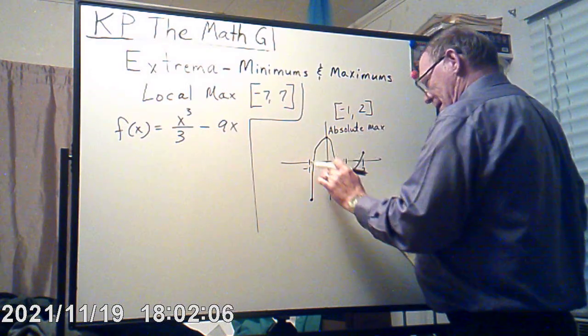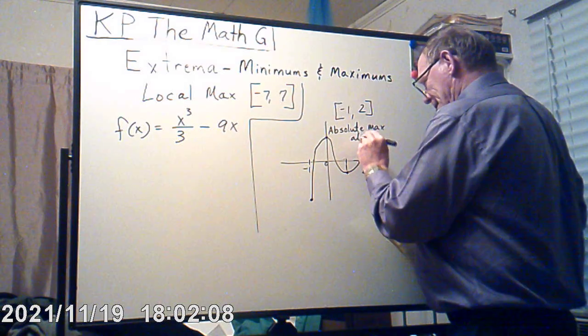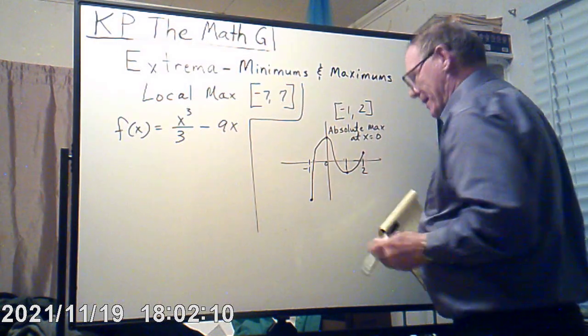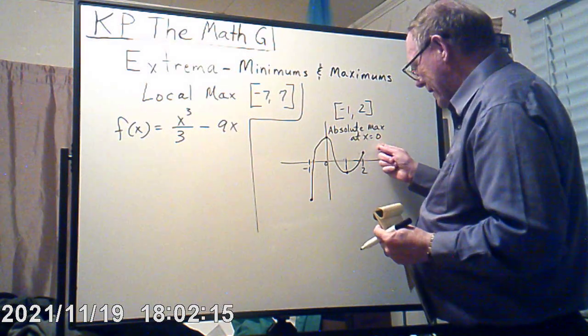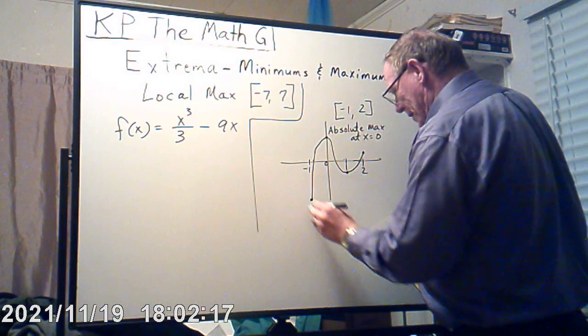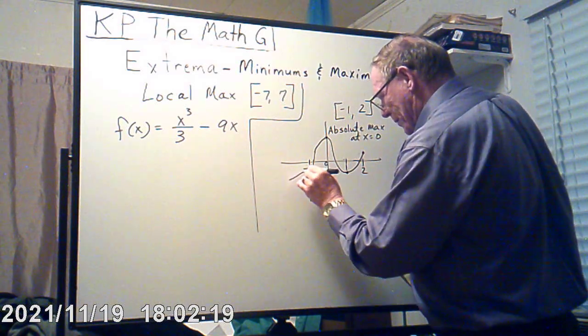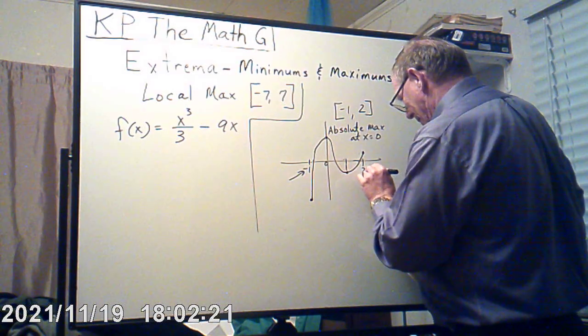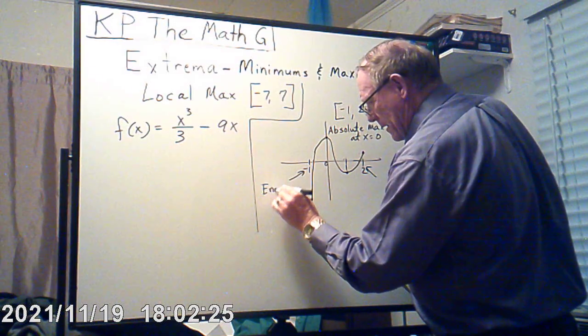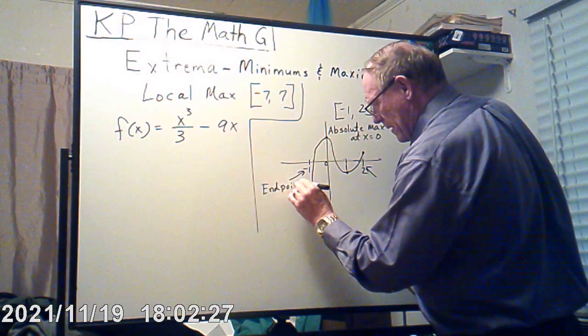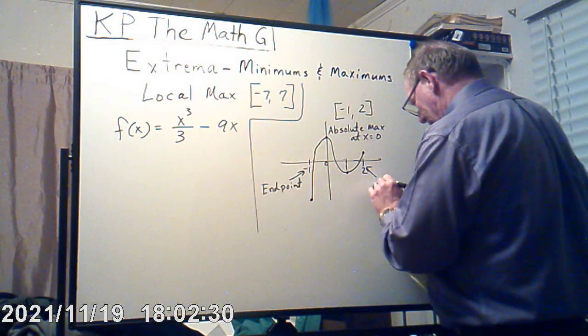Actually this is at x equals 0, isn't it? Okay. So we have an absolute max at x equals 0. The endpoints, these are called endpoints right here, and here. Alright, endpoints. This is an endpoint, and this is an endpoint.